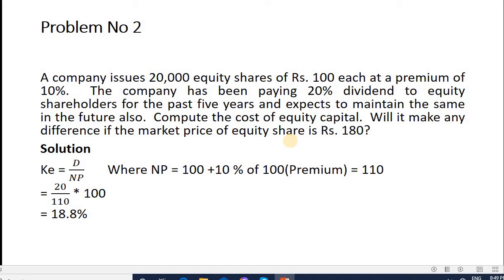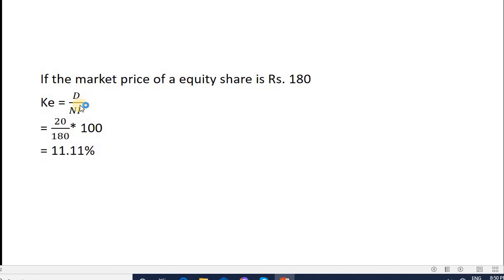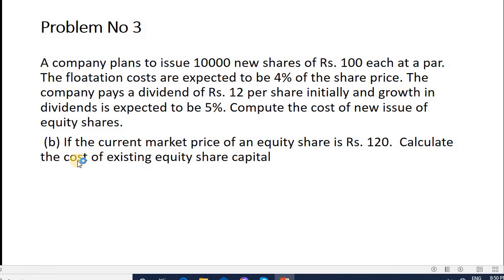It is same as previous problem. K is equal to D by NP, where NP is 100 plus 10% premium, which is 110, and D is 20% dividend. So 20 by 110 into 100 is 18.18%. The market price is 180. So D by MP, 20 by 180 into 100, is 11.11%.